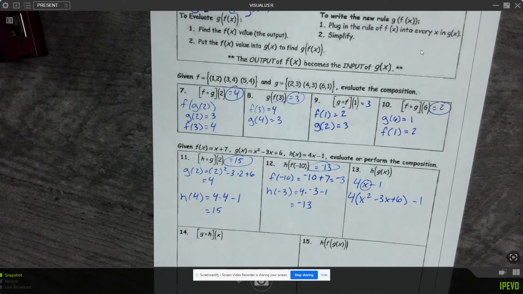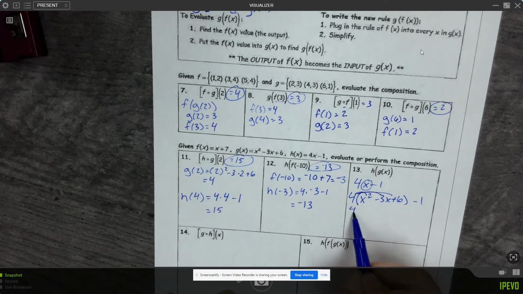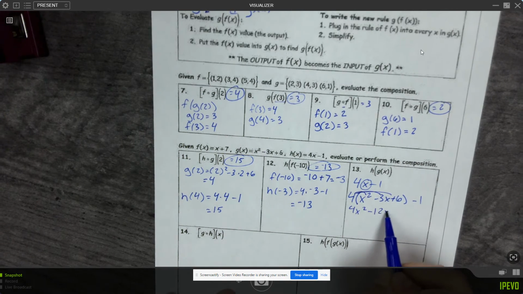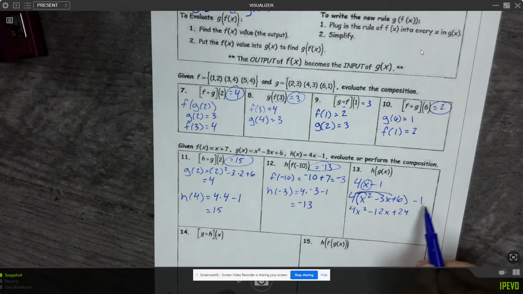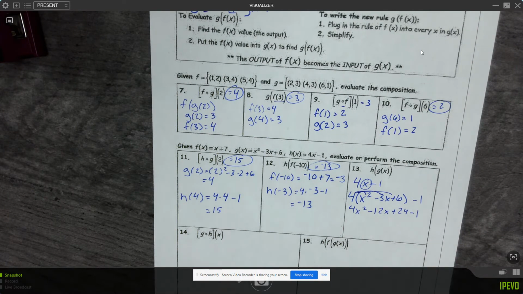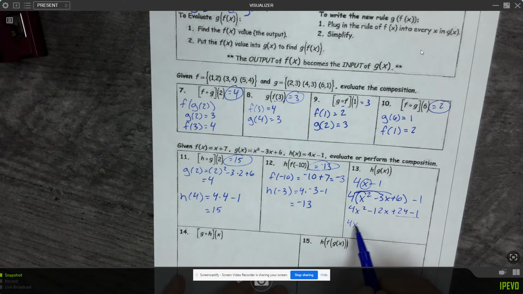Now just do what math you need to do. In this problem, I have a 4 times parentheses, so I'm going to distribute. 4x squared minus 12x plus 24. I'm not distributing to that minus 1, so just bring it down. I have some like terms here, so I have 4x squared minus 12x. 24 minus 1 is 23. There's your new answer.